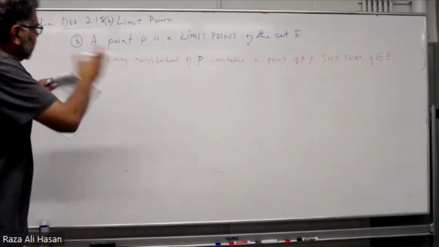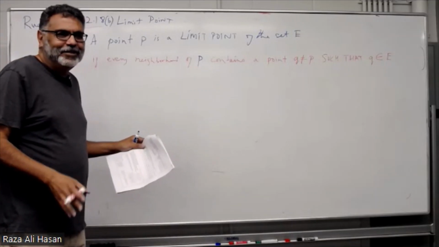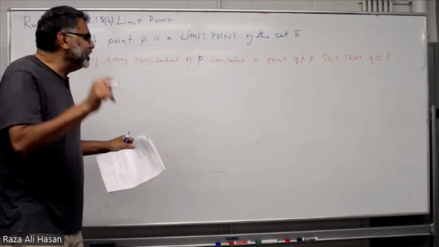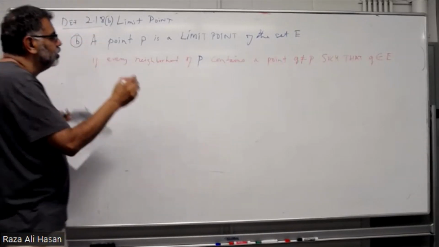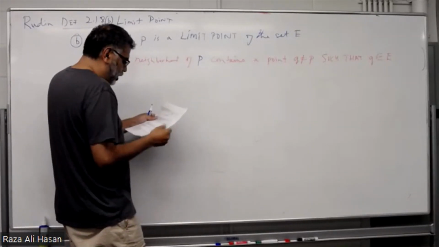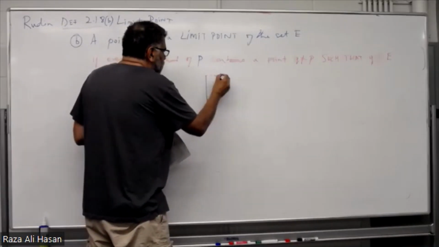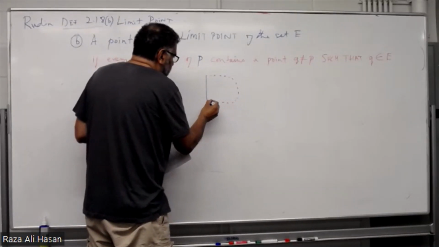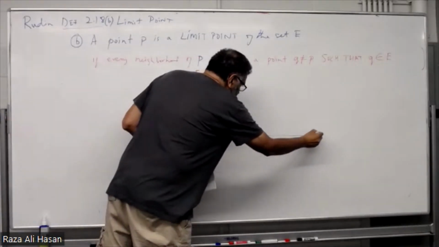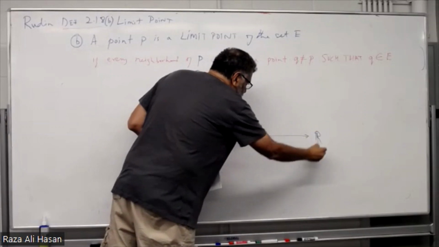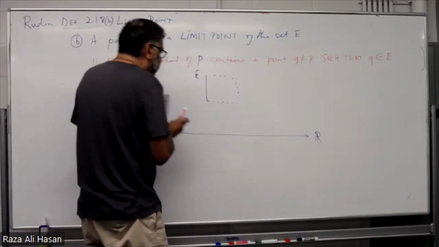This definition may not give you any sense, but we've already gone over it. What we did last time was something like this. So I'm going to draw a set E. This is our R, and R2 and R1. Let's do R1 here. We have a set E here.